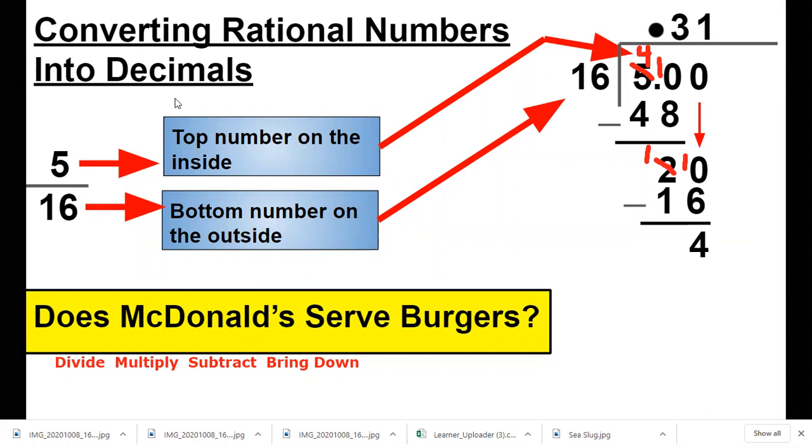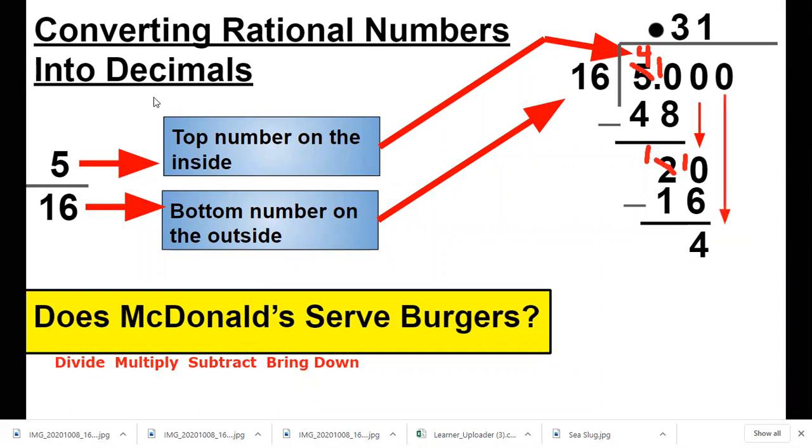Are we finished? No, we are not finished because we still have a remainder and nothing is repeating. So we have to do what? Start the process over again. We have to do burgers. We have to bring something down. So we're going to put another 0 there, and we're going to bring that down next to the 4.